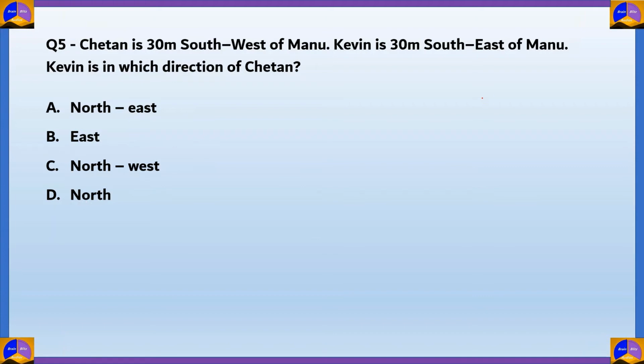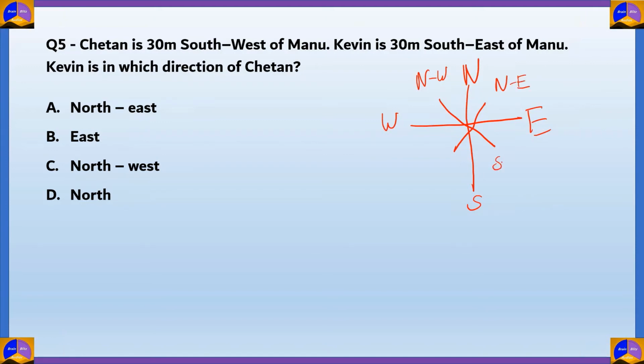Now, let's draw the direction diagram of the main directions and the cardinal directions. So, these are the main directions: north, south, east, west. And these will be the cardinal directions: northwest, northeast, southeast, and southwest. Now, Chetan is 30 meters southwest of Manu, which means that Manu will be in the middle. Manu. And Chetan is 30 meters southwest. Southwest is given over here between south and west through this direction. So 30 meters southwest would be like this. So Chetan will be over here.